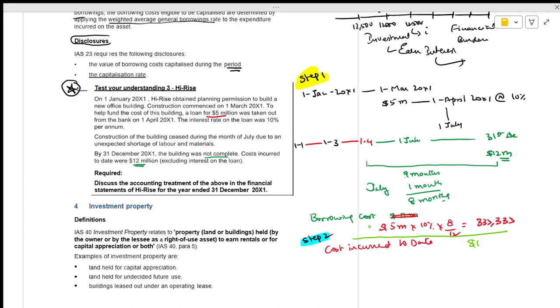Cost incurred to date is 12 million. Borrowing cost is 333,333. Total cost is how much? This is the carrying amount as on 31st December 2001.